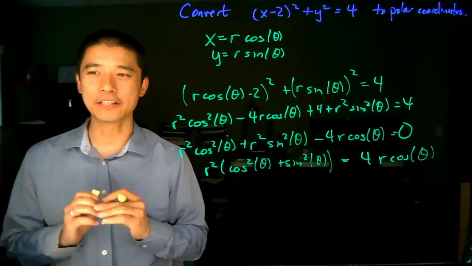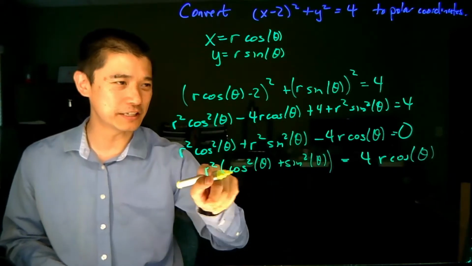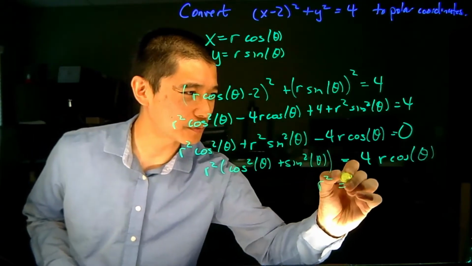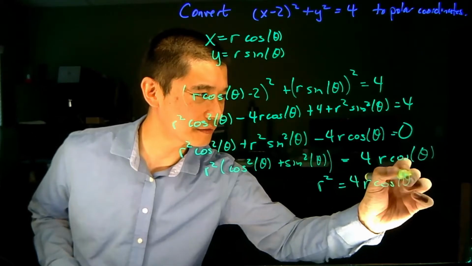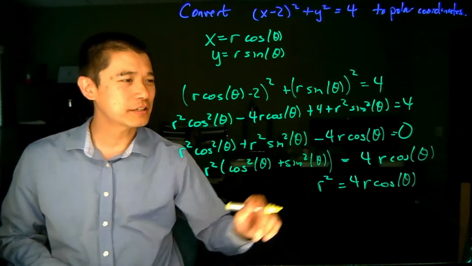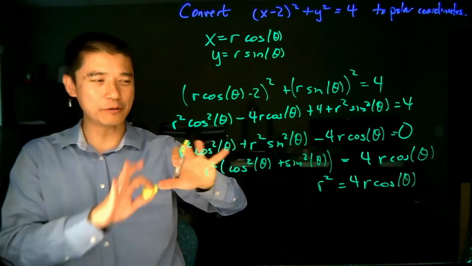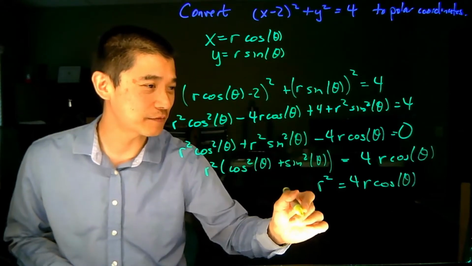Sine squared theta plus cosine squared theta. Again, your instincts need to take over. You've seen this pattern before. This is equal to 1 because this is the Pythagorean identity. So we have r squared equals 4r cosine of theta. Now at this point, you can leave it like this. This is technically correct. There's actually two formulas that we get out of this, and this set of points will satisfy at least one of them.